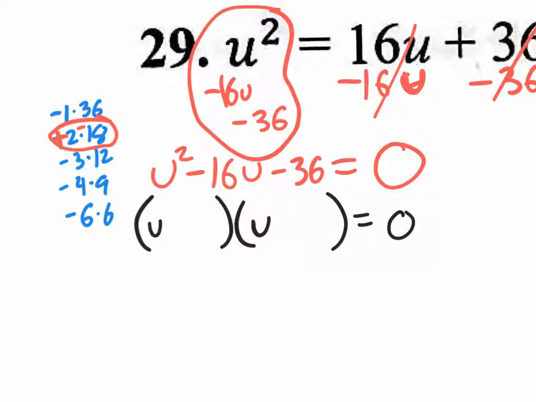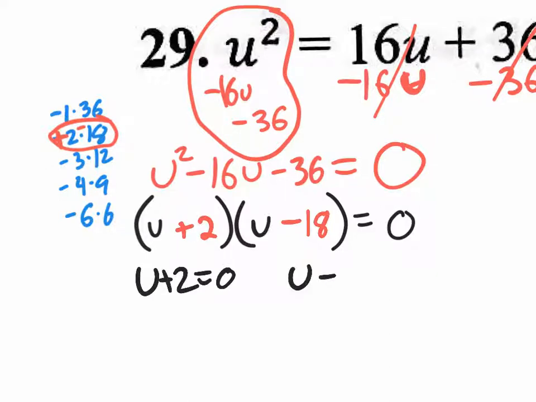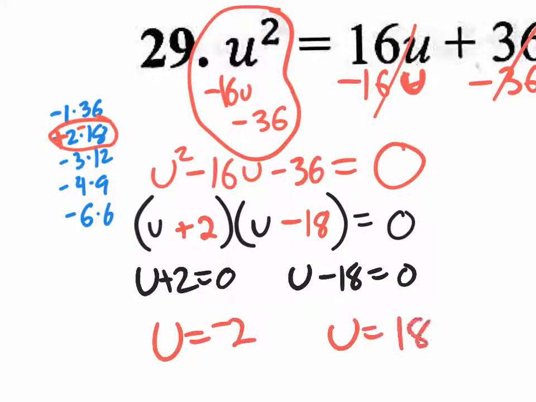So positive 2 and negative 18, that's your correct factored form. And then you split it. U plus 2 equals 0. U minus 18 equals 0. And you will get your two answers. U equals negative 2 and U equals positive 18.